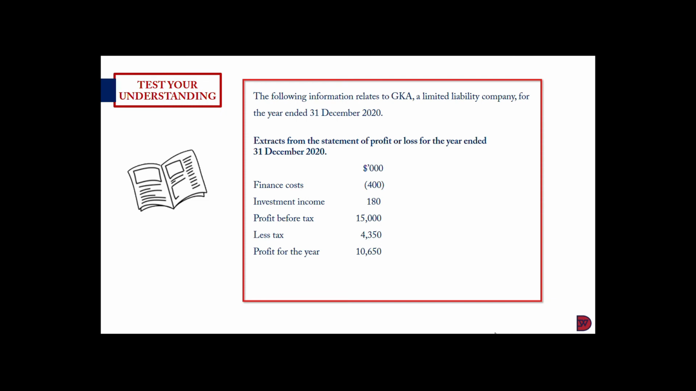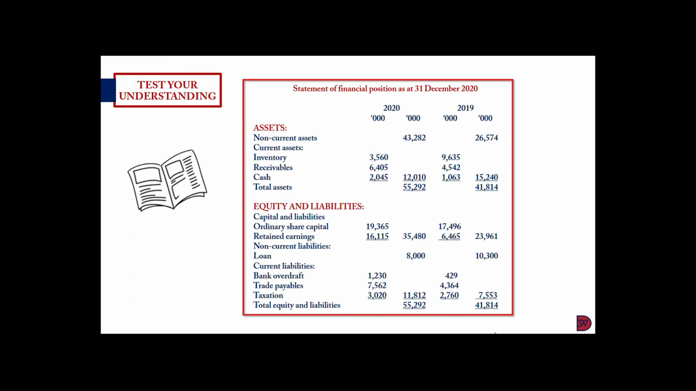Let's test our understanding. The following information relates to GKA, a limited liability company for the year ended 31st December 2020. Now we have the extracts from the statement of profit or loss for the year ended 31st December 2020. We have the finance cost, investment income, profit before tax, then less tax, then profit for the year. The statement of financial position is also stated here. We have the assets column. We have the equity and liability columns.